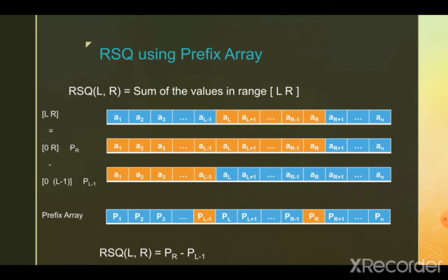So this is how we can determine the range sum query using the prefix array in constant time. There is no need to iterate. We simply have to do one subtraction.